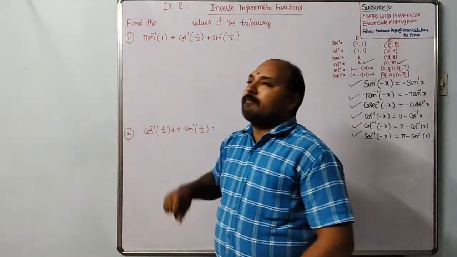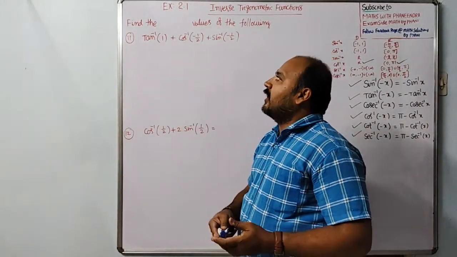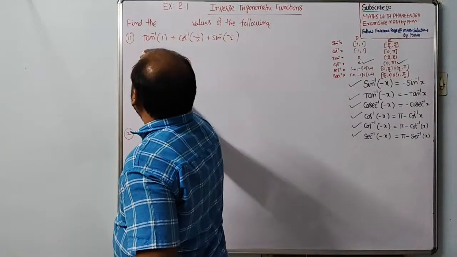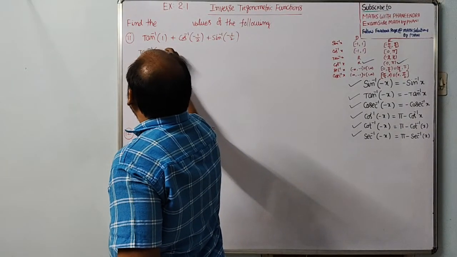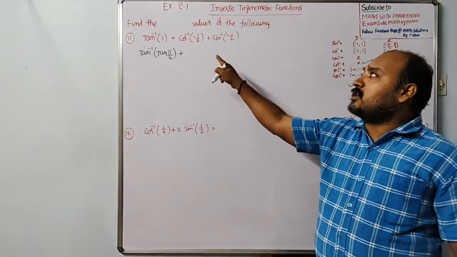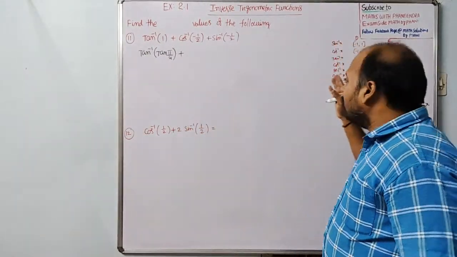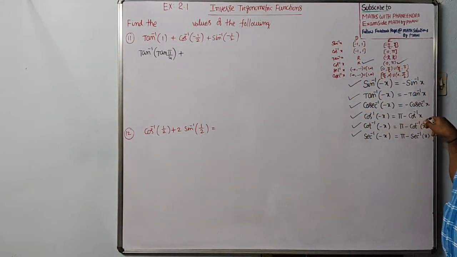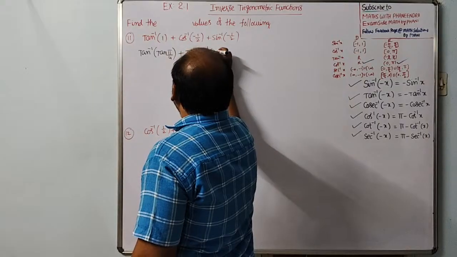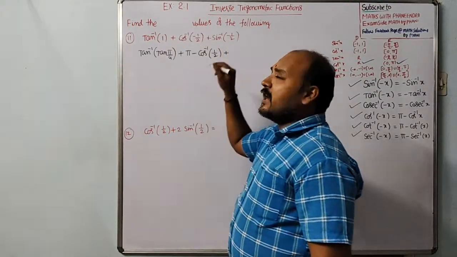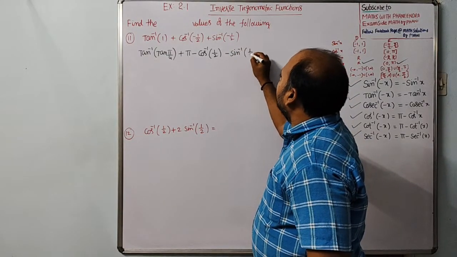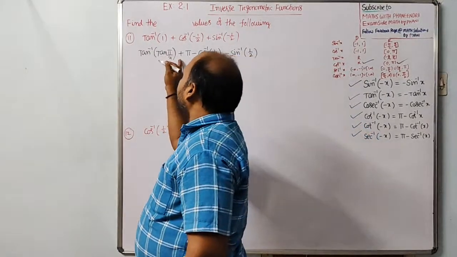Yeah. If you see question number 11, tan inverse of 1, it is in the form of tan inverse x directly. So 1 we can write as tan inverse of tan pi by 4 plus cos inverse of minus 1 by 2. Just now we wrote the formula: cos inverse of minus x is pi minus cos inverse x. So based on that, pi minus cos inverse of 1 by 2 plus sine inverse of minus x is minus sine inverse x, minus sine inverse of 1 by 2. So tan inverse of tan theta is theta.